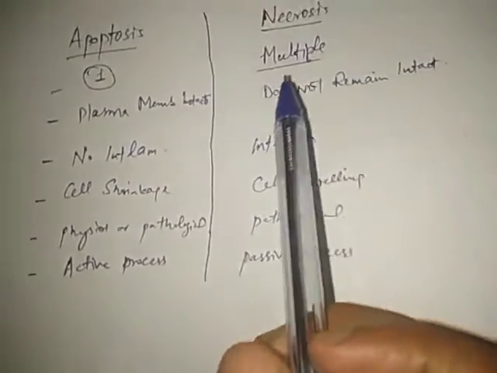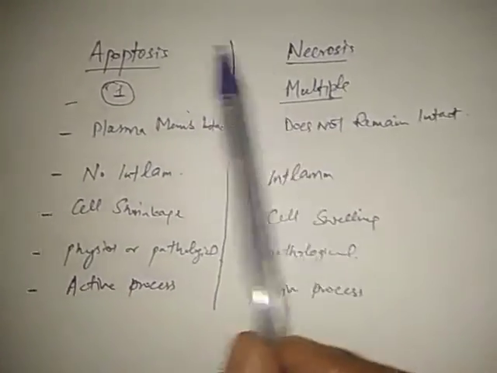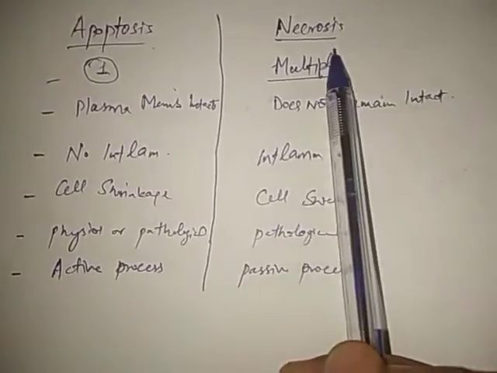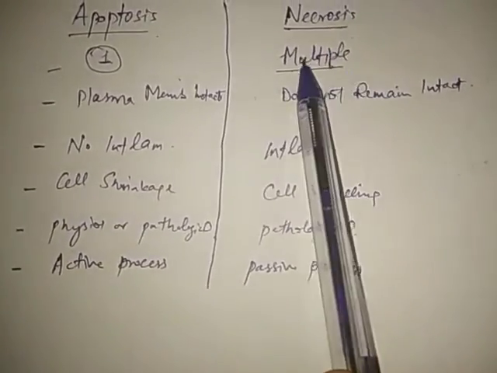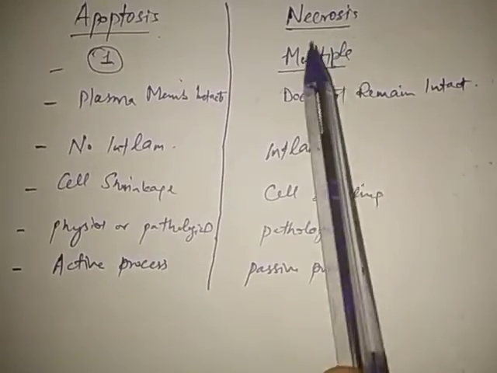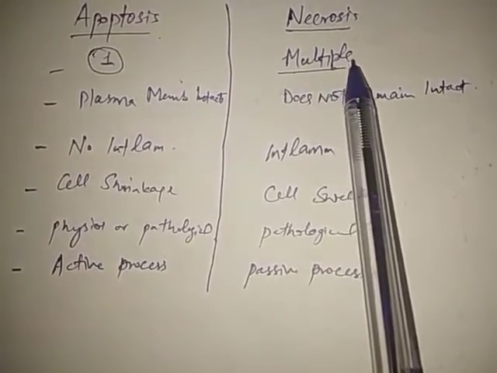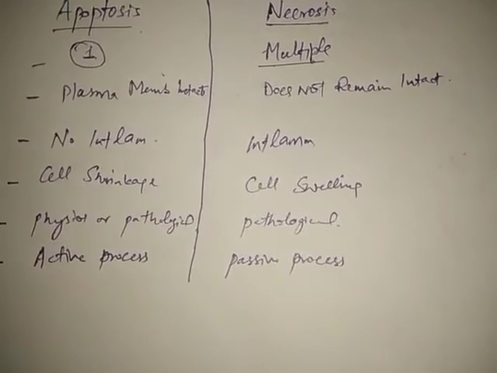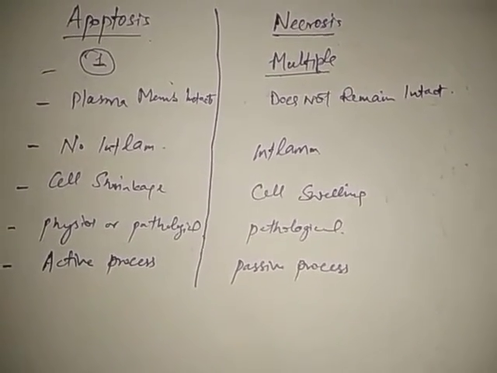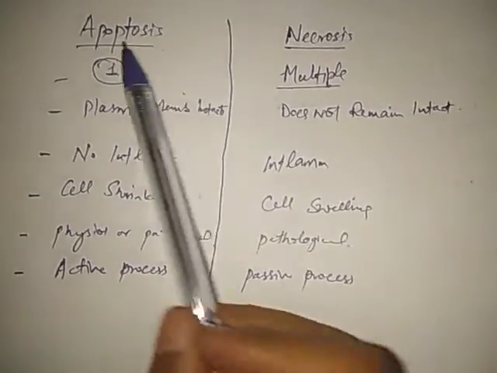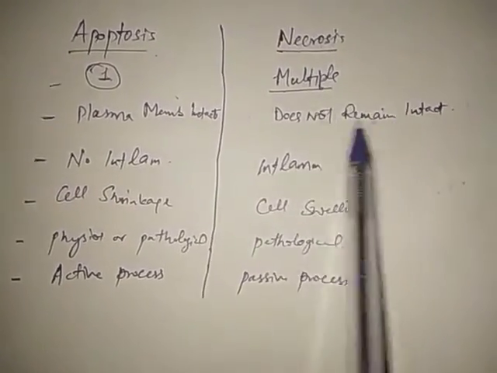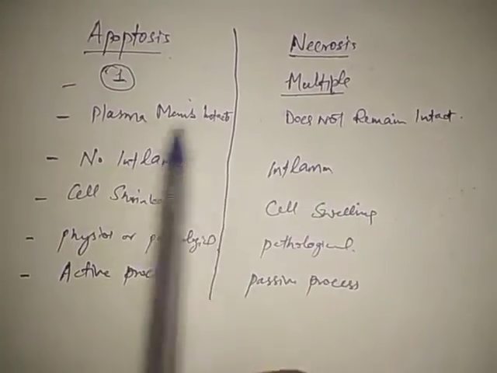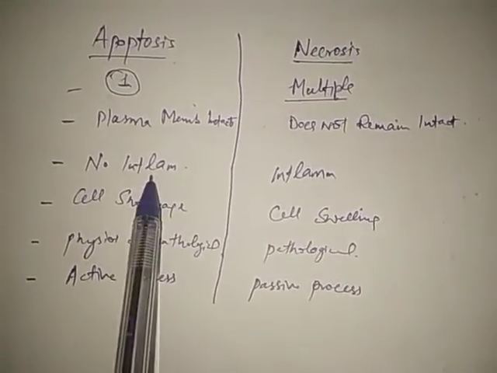So the difference between apoptosis and necrosis is that apoptosis usually occurs in single cells, while necrosis occurs in multiple cells, because when the cell membrane gets damaged in one cell, it leaks its contents and initiates inflammation, and the surrounding tissue is also involved. But in apoptosis, the plasma membrane remains intact, while in necrosis it does not remain intact. So necrosis induces inflammation in the surrounding tissue, while in apoptosis there is no inflammation of the surrounding tissue.